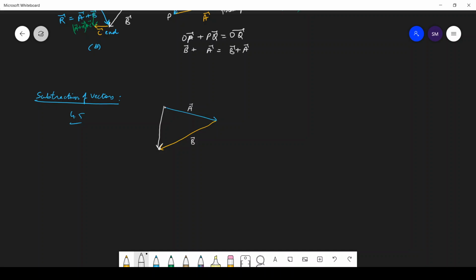So always join these vectors, students, this is very important. Their heads must join, here also tail and head must join, meaning you have to make it a complete triangle. We call it the triangular law also. So this is the head to tail method, or you can say the triangle method of vector addition.